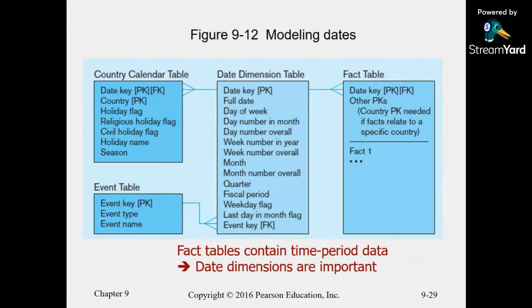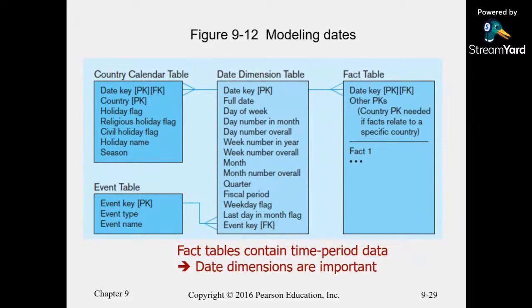So note that the dimension table includes many non-key attributes. The non-key attributes include all the characteristics of the date that are used to categorize, summarize and group facts.